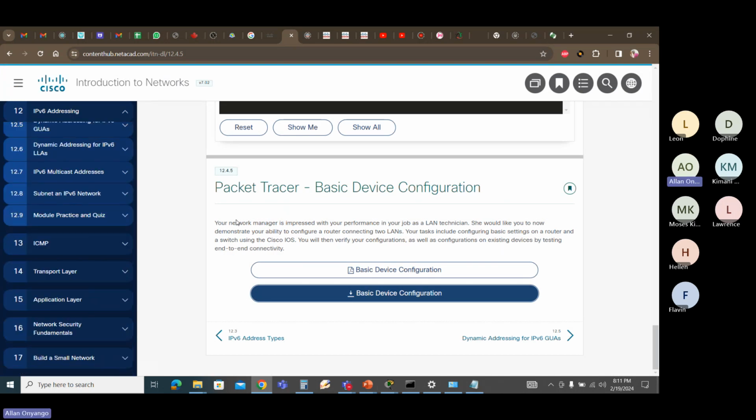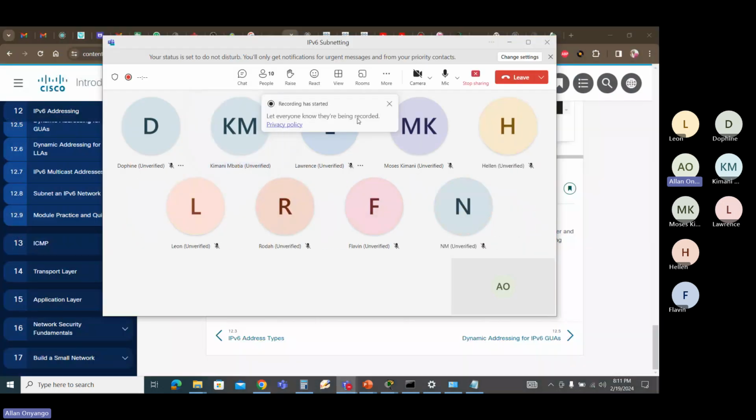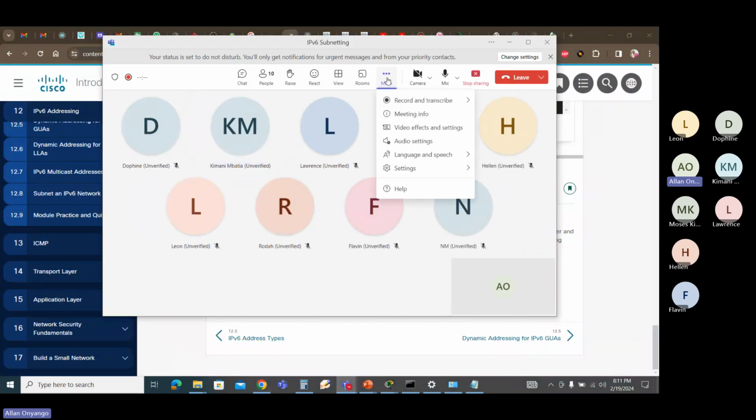Tomorrow we'll be working on the remaining, we should be working on ICMP, it's very small, chapter 13. We could do maybe 13, 14 or something like that. Yeah. So that's all, guys who are attending online. Let me now post the recording. I'm going to post it in the group. I'll now stop the recording.